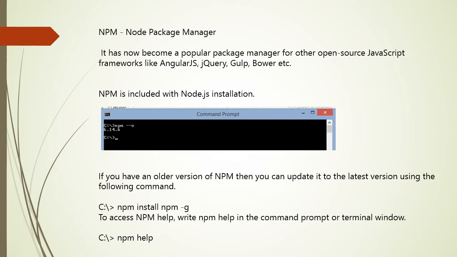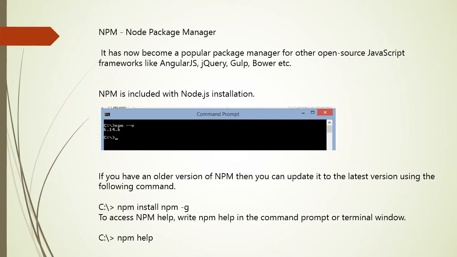Now after you install Node.js, verify the npm installation by writing the following command in terminal or command prompt: npm -v. It will show you the current version of npm which you had installed. If you have an older version of npm, then you can update it to the latest version by using the command npm install npm -g. To access the npm help, write npm help in the command prompt or terminal window.